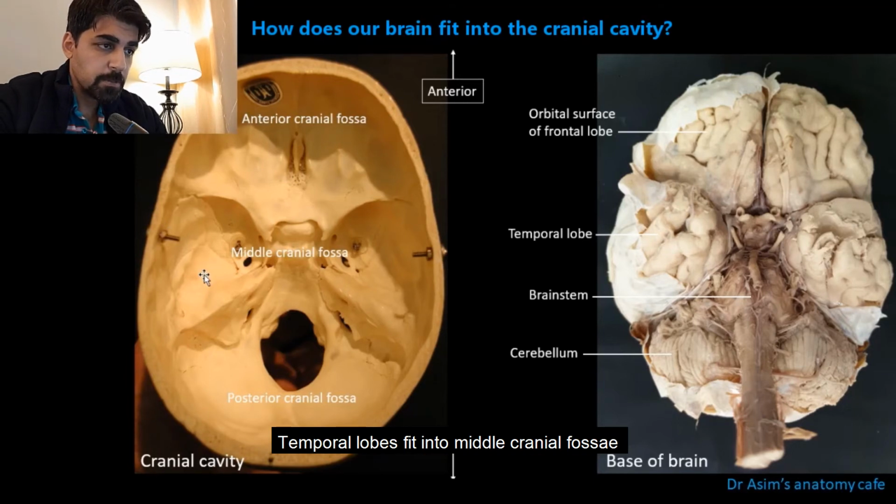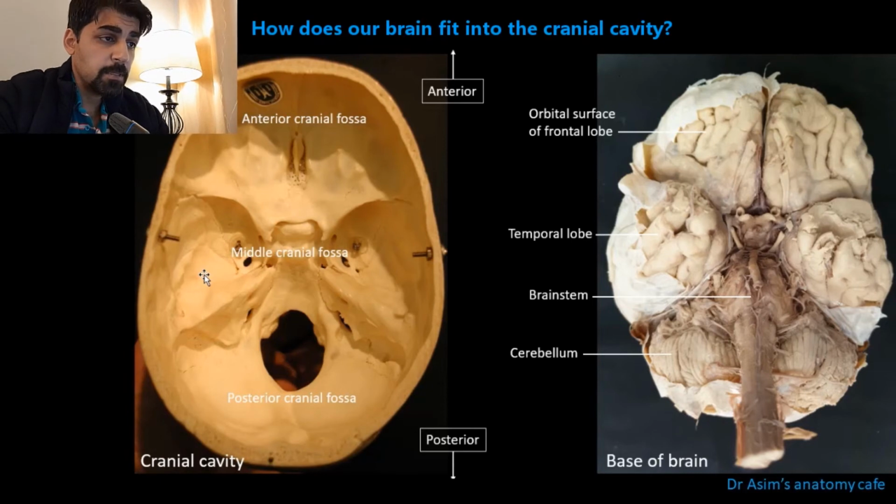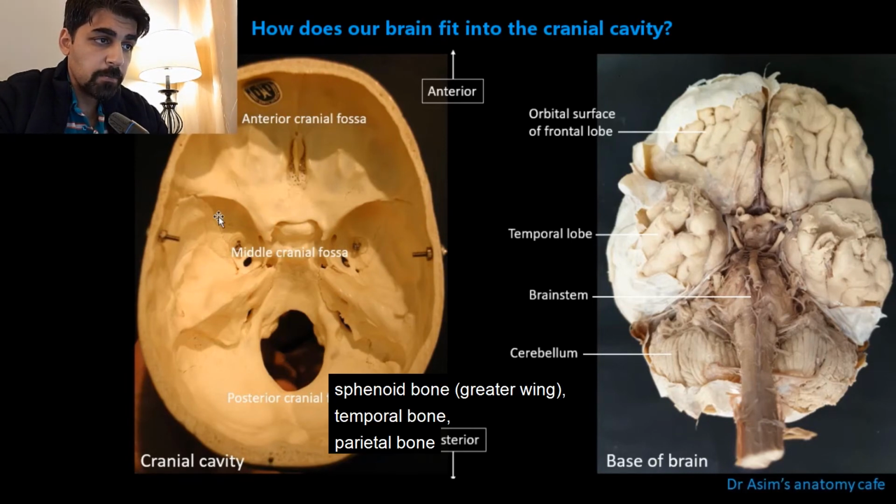middle cranial fossa. The middle cranial fossa is formed of several bones. Some of the main bones could be the greater wing of the sphenoid, which we just talked about before as well. We said that the sphenoid bone has a body with a lesser wing popping out of it and a greater wing here. The greater wing is part of the middle cranial fossa.